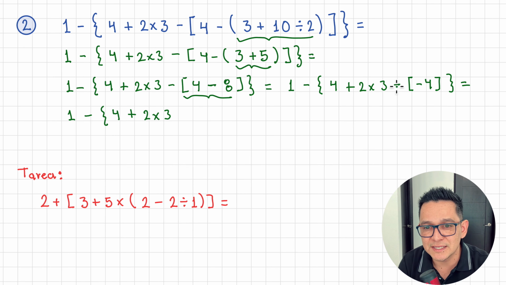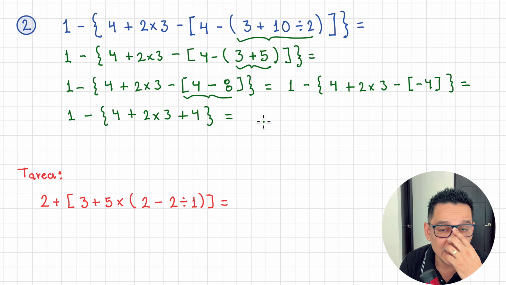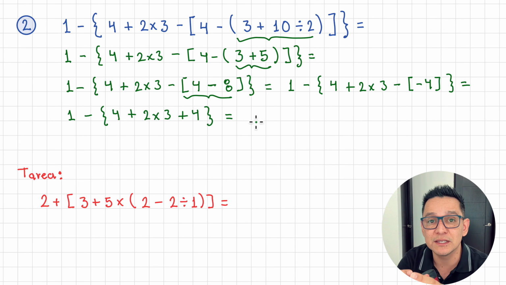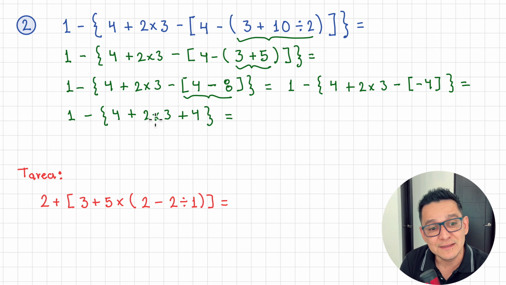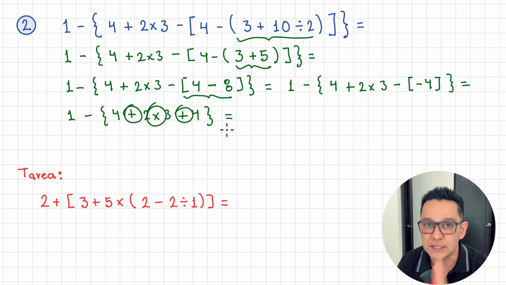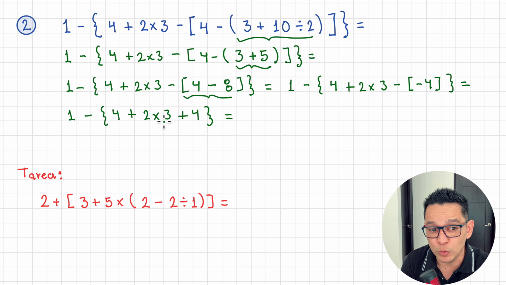Okay, well now here we have minus times minus is plus, and we bring down the 4. All right, now let's bring down the brace and continue. Now we have to solve what's inside the parentheses, right? And inside the parentheses, you see we have additions and multiplications. And I already told you, when we have additions and multiplication, we solve the multiplications first. So we're only going to solve this multiplication. For now, therefore, we're going to leave everything else the same.